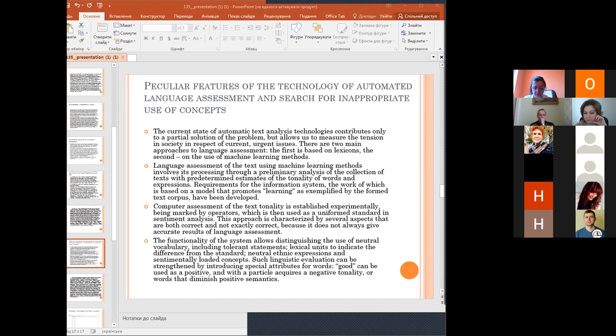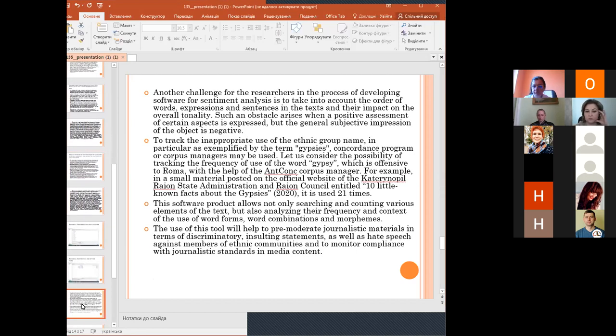Computer assessment of the text tonality is established experimentally, being marked by operators, which is then used as a uniform standard in sentiment analysis. This approach is characterized by several aspects that are both correct and not exactly correct, because it does not always give accurate results of language assessment. The challenge for the researchers in the process of developing software for sentiment analysis is to take into account the order of words, expressions, and sentences in the text and their impact on the overall tonality.